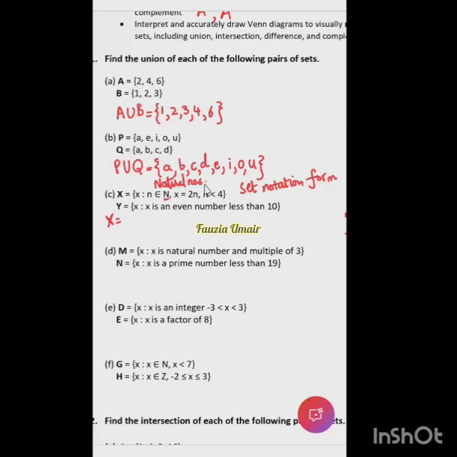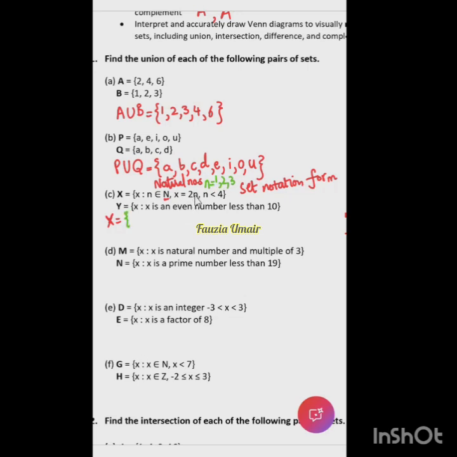So it means N would be 1, 2 and 3. But N is not the element of the set. X is the element of the set. And the relation between X and N is that X is 2N. So what will be the elements of set X?